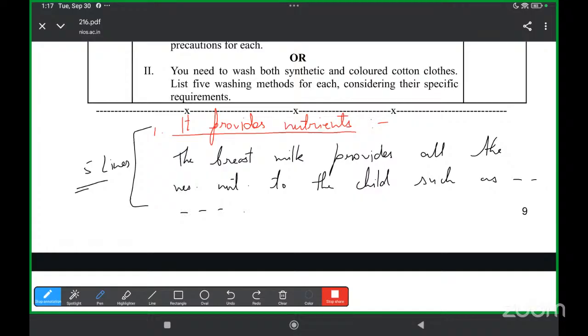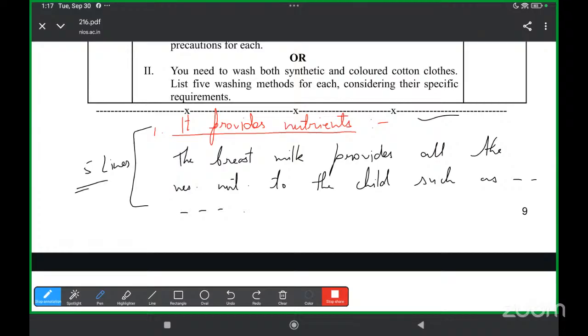If you want to make it look spacious or you think the matter is less, instead of just writing it provides nutrients, you make that a heading. This is my heading: it provides nutrients. And then I explain my heading. And then the second point also, I make it a heading and then explain it in my own words. That is how you form it.